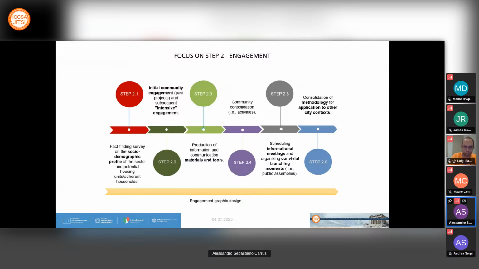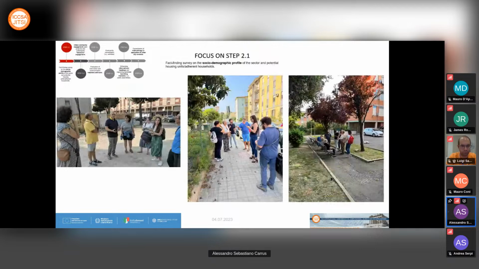At the moment, with the research team, we have concluded the fourth sub-phase and we are developing the activities for the fifth sub-phase. I'm going to tell you more about the activities carried out in the sub-phase of community engagement. In this step, the key actors are identified.